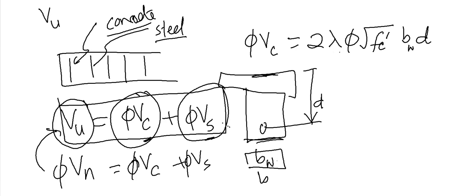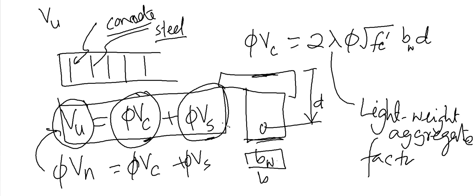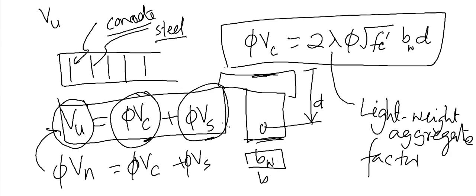And phi is the strength reduction factor. What is lambda? Lambda is the lightweight aggregate factor. If our aggregate is lightweight, then we use this factor. If we do not use lightweight concrete but normal weight concrete, then lambda is 1, or you can simply delete it. So memorize this equation. If you cannot memorize, at least know that there is an equation to calculate the capacity of plain concrete for shear force. So concrete can take this amount of shear force.